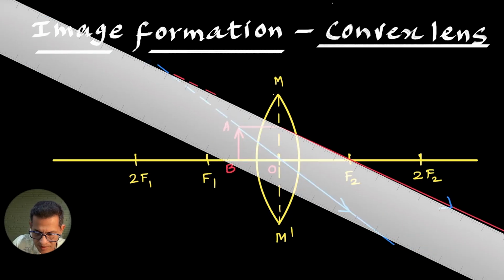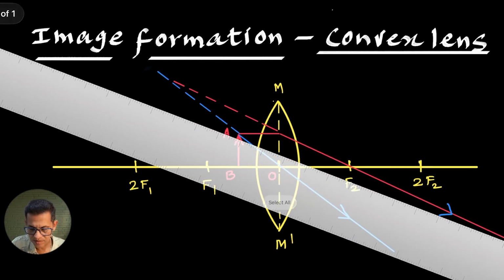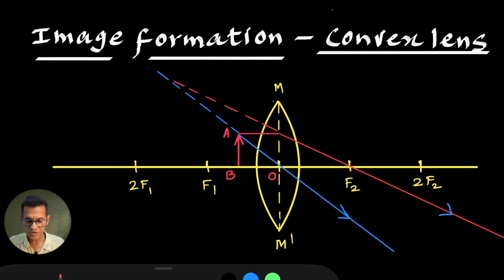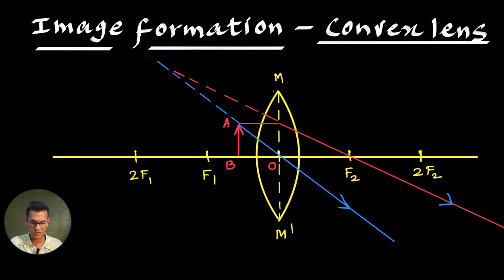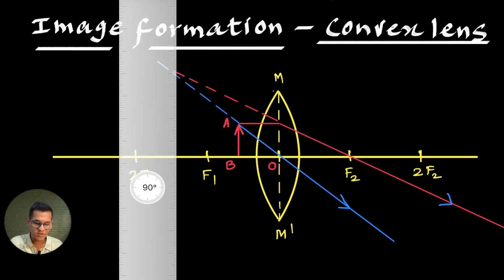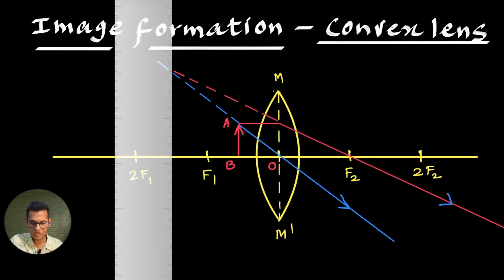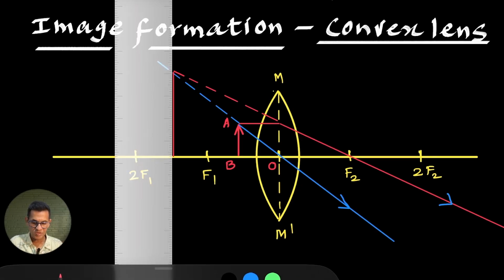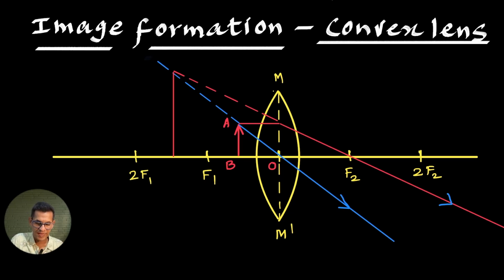So I'm drawing the second light ray now and extending it, and you can see that these light rays appear to meet at a point on the principal axis. So this is the point where your image is formed. Now, obviously, since the light rays are not actually intersecting, this is a virtual image formed by the convex lens.